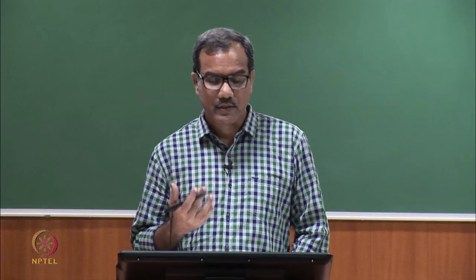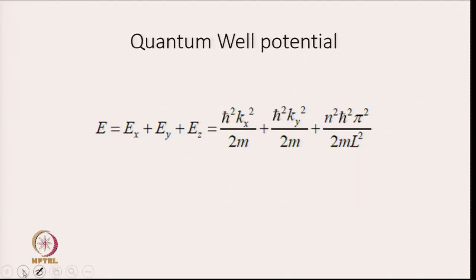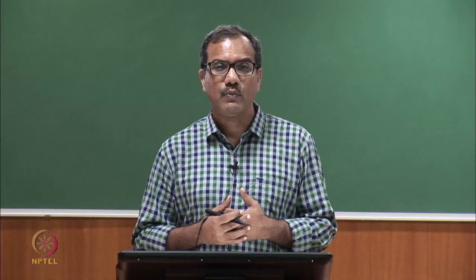So, now let us discuss quantum well. As I told you, a quantum well confines electrons in one dimension, in this case the z direction, and so the energy will take discrete values, and this is your diagram. This is your x axis, this is y axis, and this is z axis, and in the z axis you have discrete energy levels.